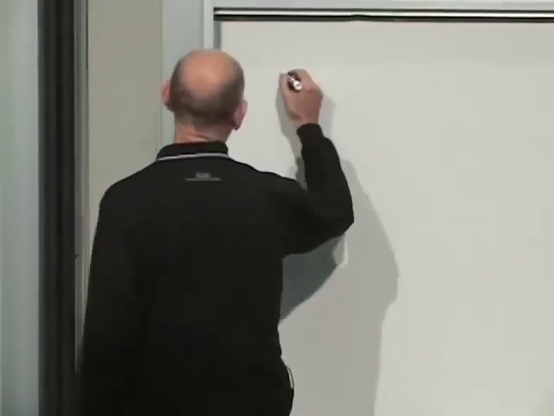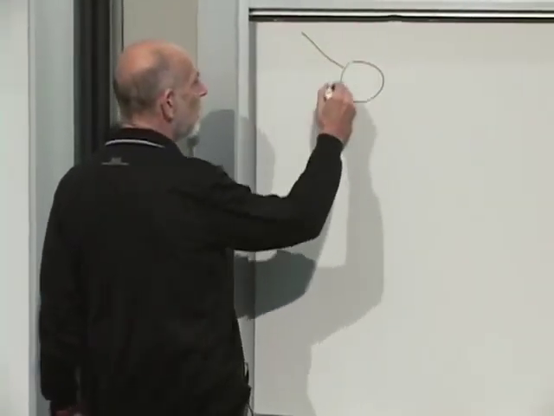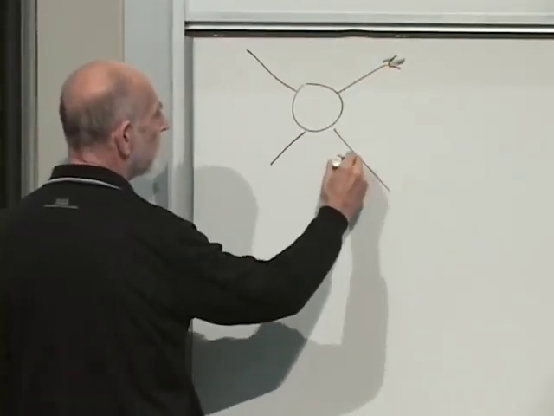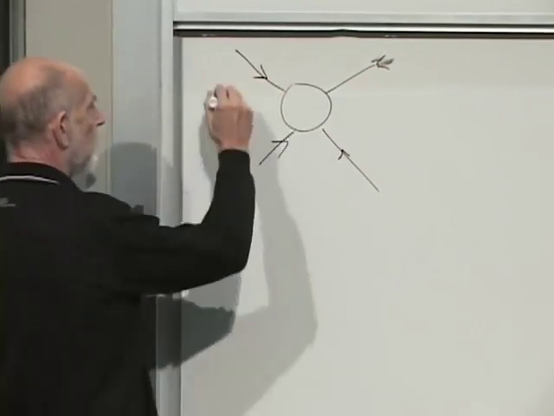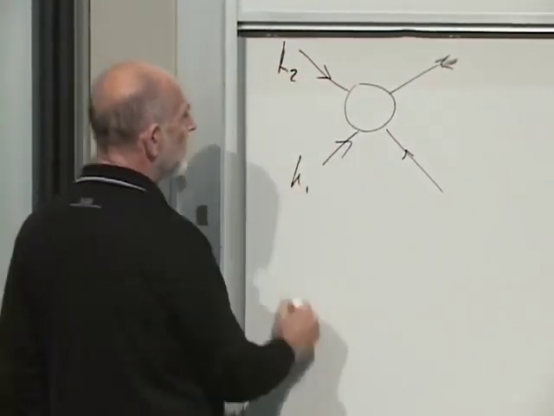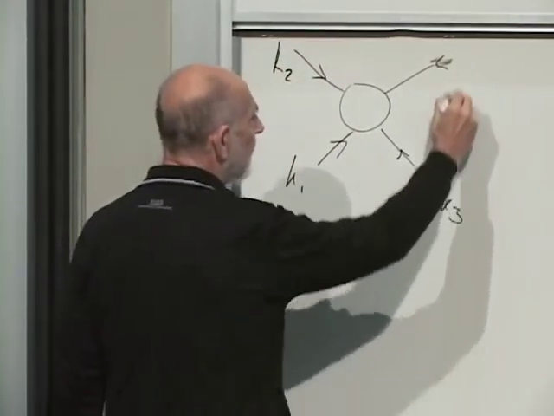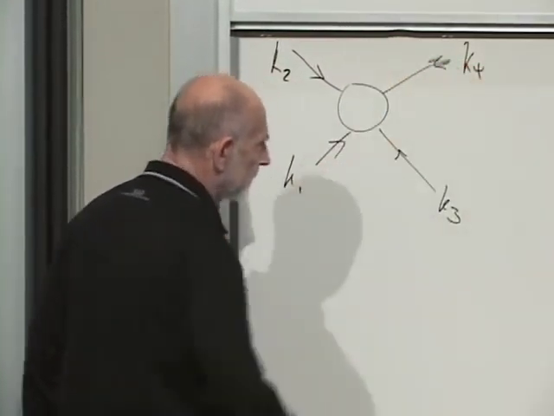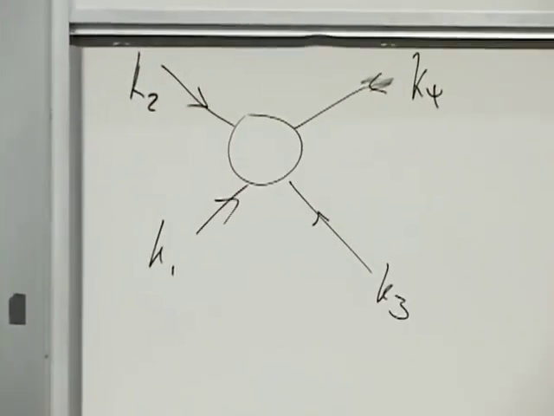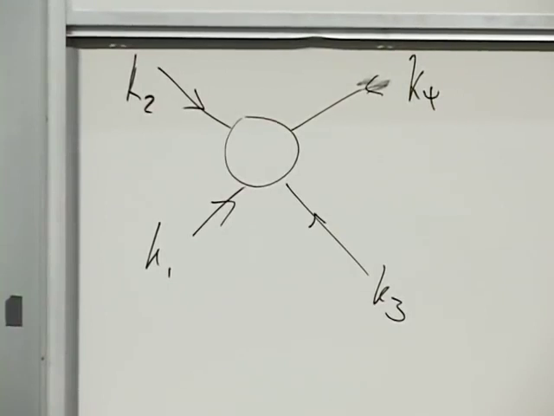Two particles come in, two particles go out. Let's think of them as all coming in, changing the sign of the momentum. K1, K2, K3, K4. All right. What can you do with 4-vectors to construct invariants? There's only one thing you can do, really. You can square them. That's about all you can do.